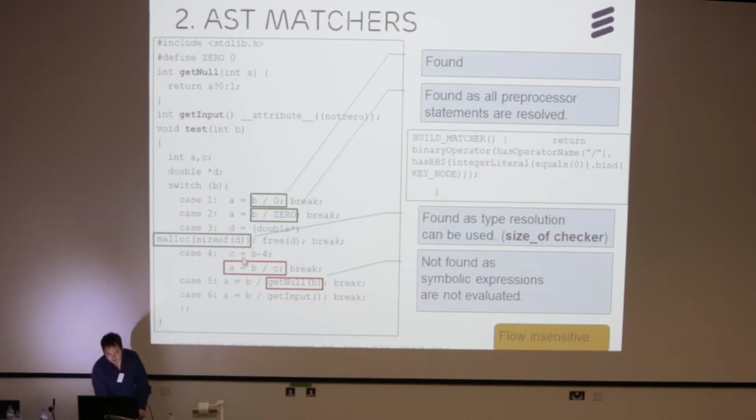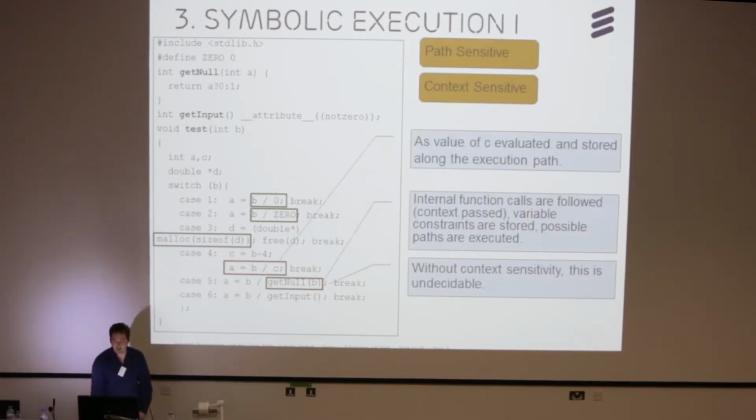However, if we check test case 4, this is not found. So this checker type is not powerful enough to detect case 4 and case 5. This is also flow insensitive checking, because it does not take the control flow into consideration.